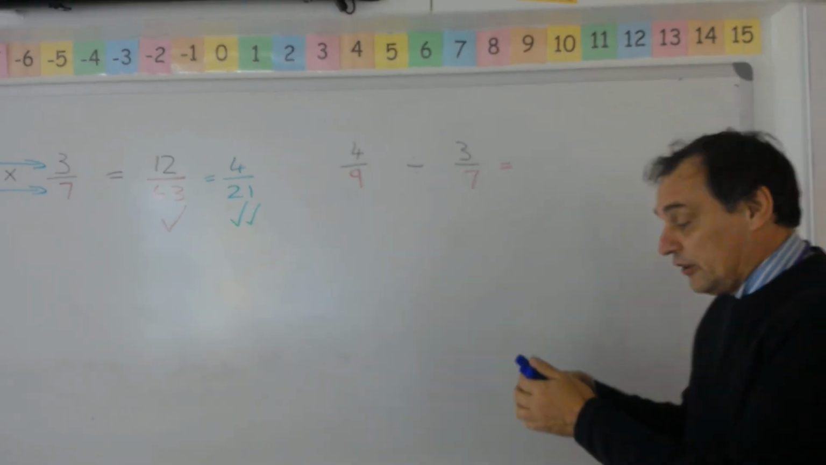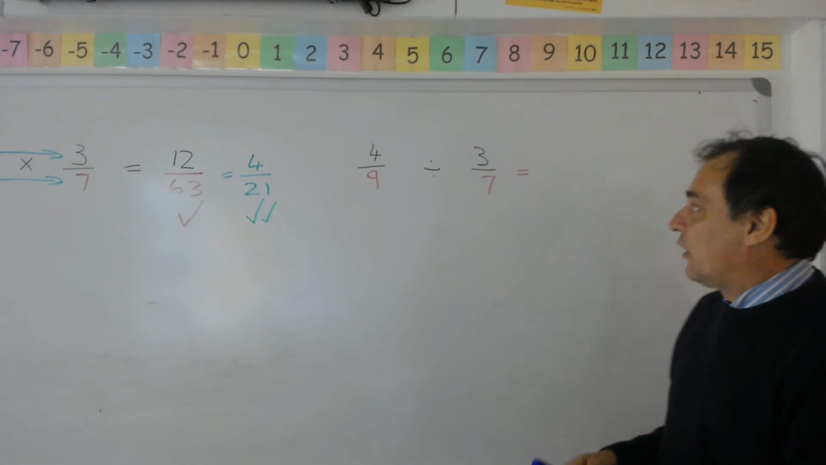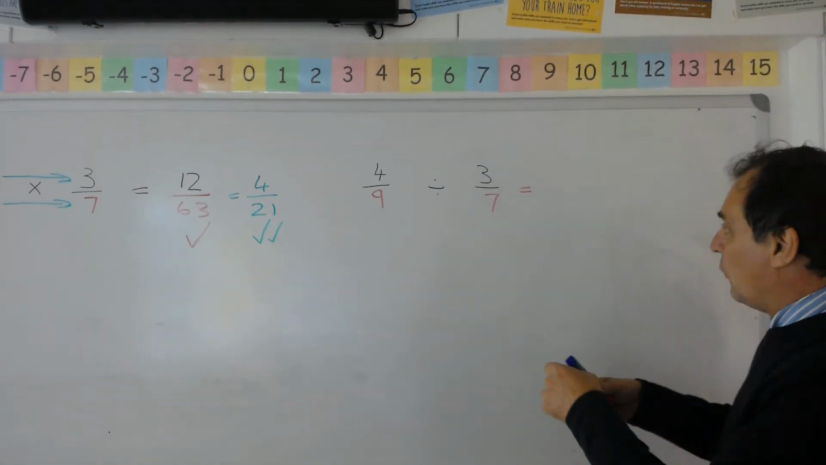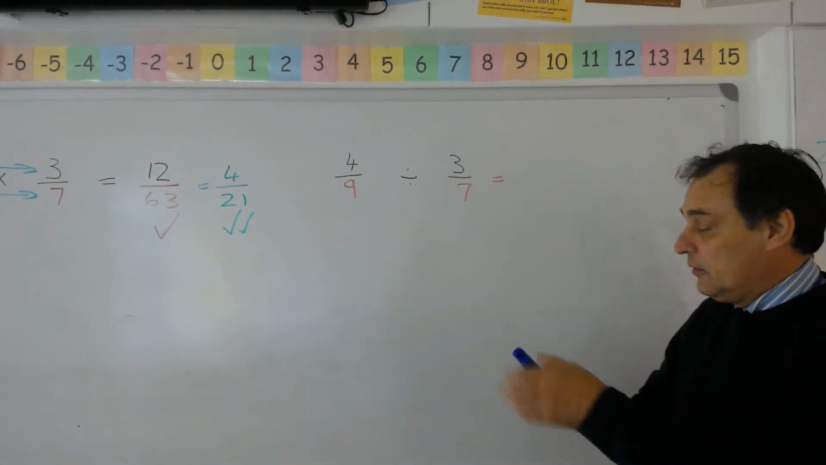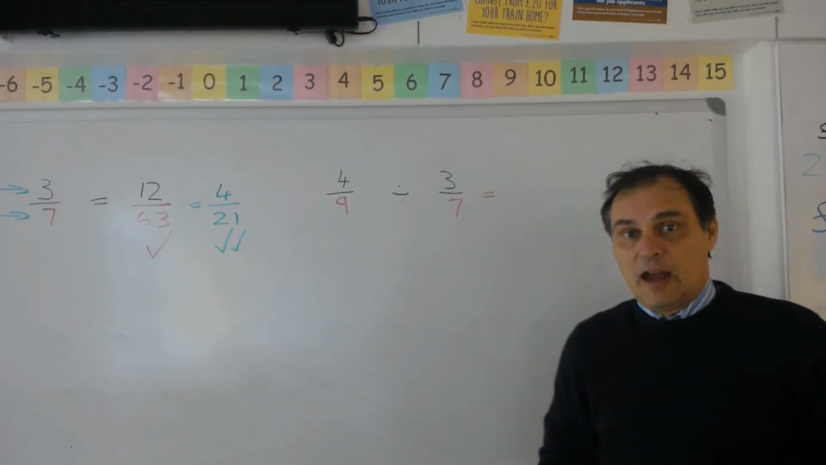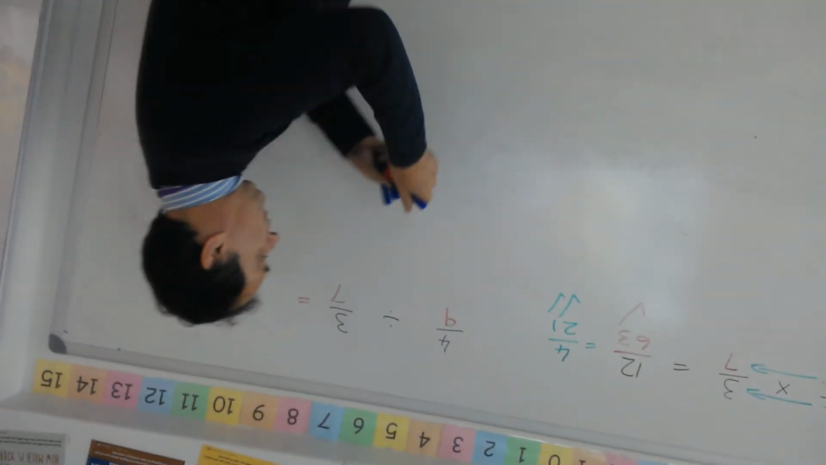Right, okay, so now dividing then, it's the same as multiplying, but we've got to do one extra thing. So first of all, we'll write the first fraction out, 4/9 there, and then the second fraction, so we've got to do something magical, and we've got to turn the fraction upside down.